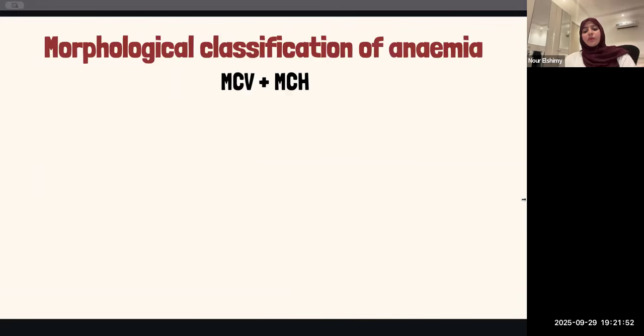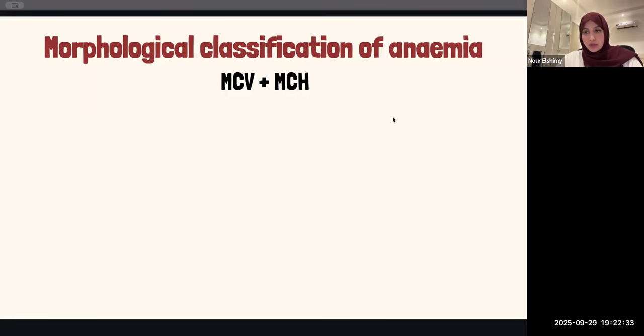Okay, guys. Right now, we talked about the different tests, the different indices, MCV, MCH, and all of that. But what concerns us the most is MCV and MCH. Why? Because those two can help us classify the type of anemia. Let's see how that happens. If you combine MCV and MCH, let me remind you, MCV had to do with the size of the red blood cells, and MCH had to do with the hemoglobin content inside each red blood cell.